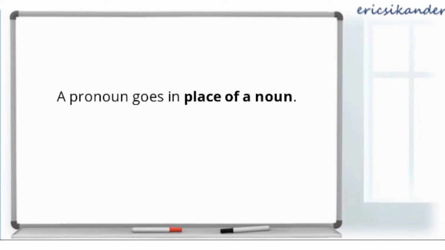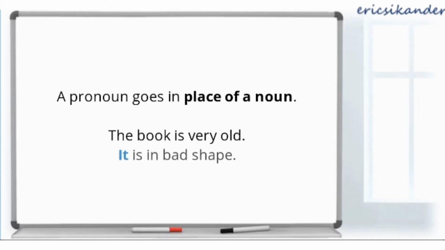You should also know about pronouns. A pronoun goes in place of a noun. So I might write this sentence about a book. The book is very old. Now, I want to write another sentence about the book, but I don't want to say book again, so I'll use a pronoun. The book is very old. It is in bad shape. It is a pronoun that means the book. Pronouns usually talk about the noun that came before them.